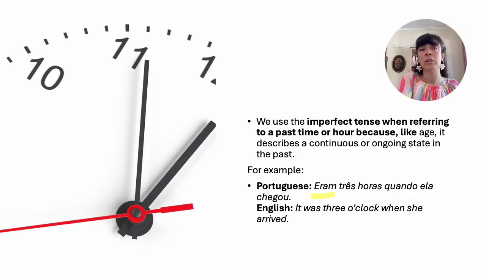Of course, in this particular example, we have two different tenses. Eram is written in the imperfect precisely because it is telling us the time. And then later we have chegou written in the PPS. In the next slide, we are going to see more examples and try to compare the uses of these two different tenses.